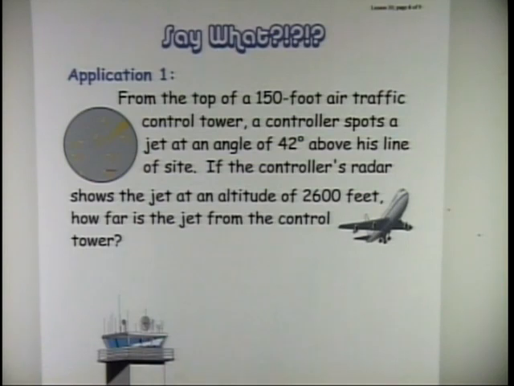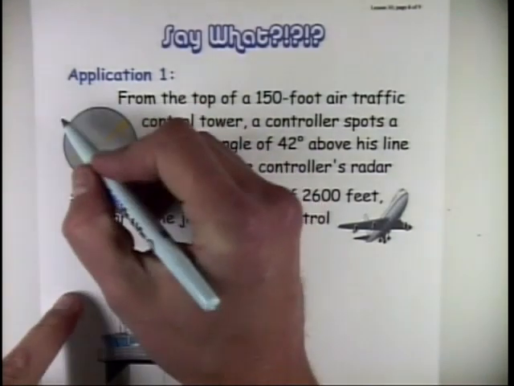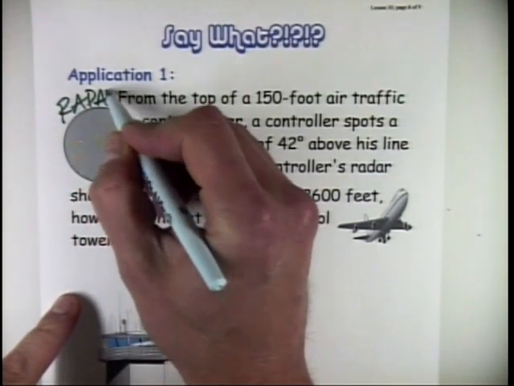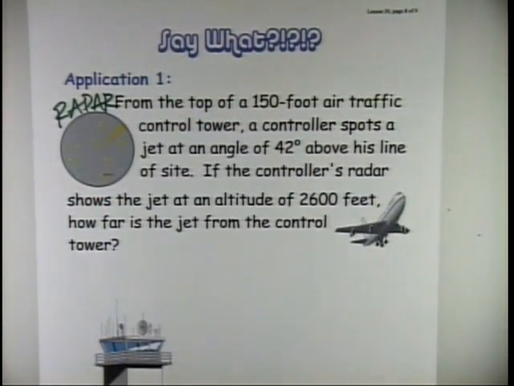From the top of a 150-foot air traffic control tower, a controller spots a jet at an angle of 42 degrees above his line of sight. If the controller's radar shows, and this is a radar right here in case you're wondering, the jet at an altitude of 2,600 feet, how far is the jet from the control tower?